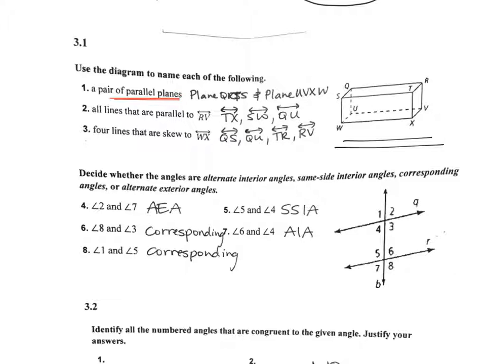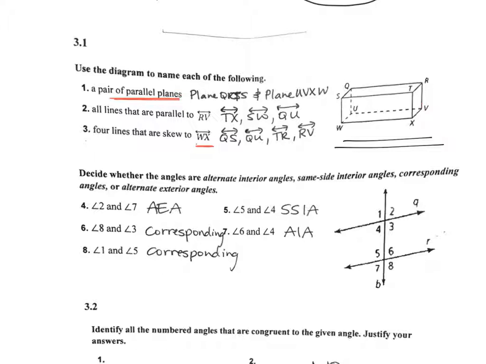We're going to back up a little bit to get those scribbles out. Okay, then all the lines that are parallel to RV. Here's RV. Okay, that's a vertical line. So you want all the other vertical lines. So TX would be parallel, SW, QU, those are all parallel to RV. Okay, they're never going to touch. That's parallel lines. Then it asks for 4 lines that are skew to WX.